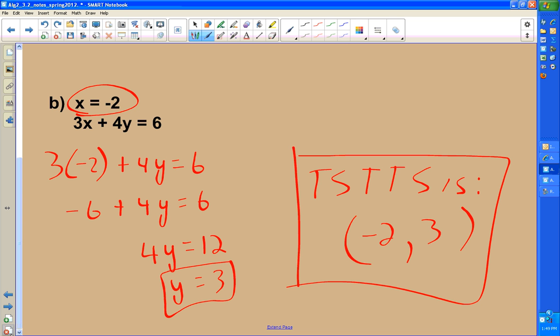So what do we do? I already know what x is. Plug it in for x and solve for y. Y is 3. The solution to the system is negative 2, 3. Easy.